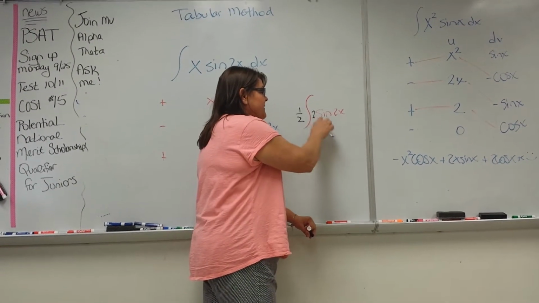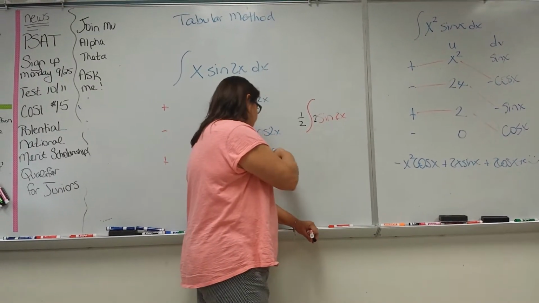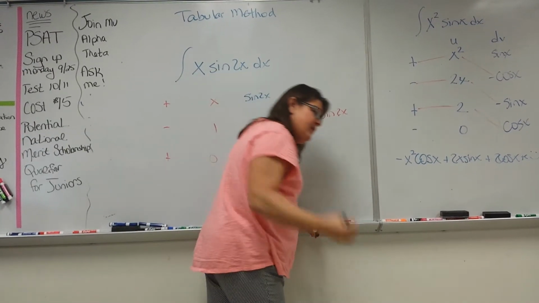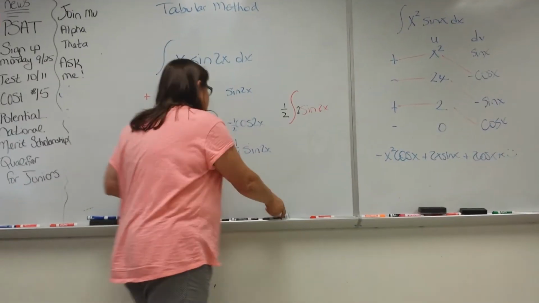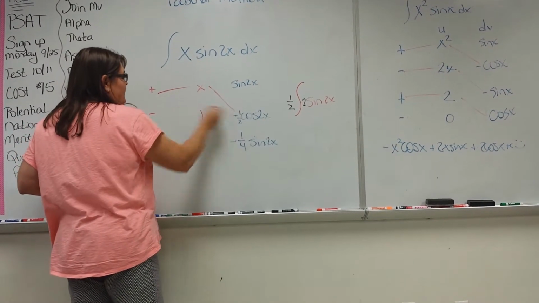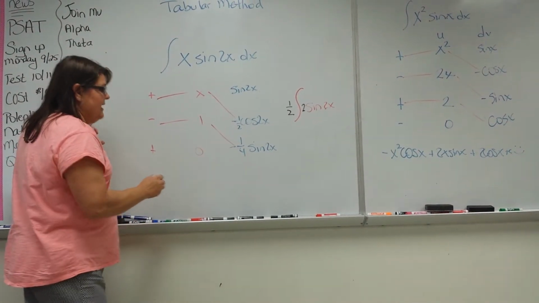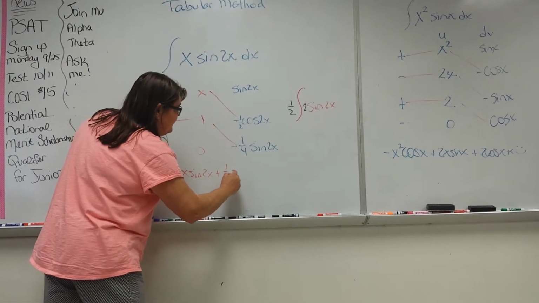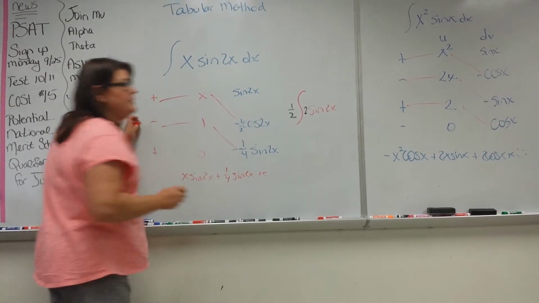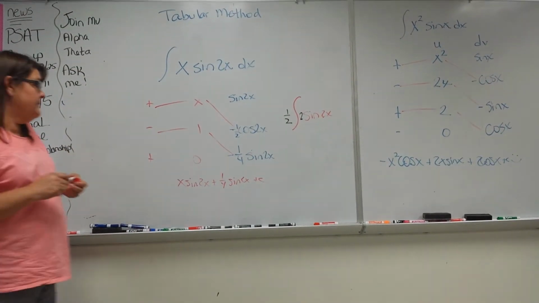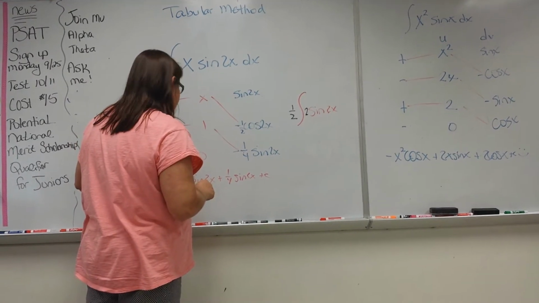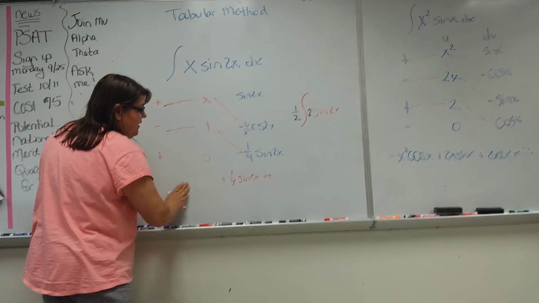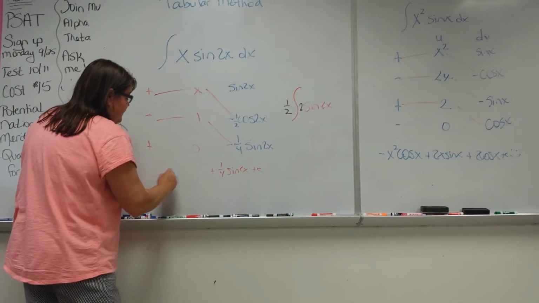And so I have 1/2 times the integral, negative cosine of 2x. Then I do it again, but I have to put another 1/2 in. So it's going to go across, down, and you get x sine 2x, and then plus 1/4 sine 2x plus c. Wait, there's a 1/2 in there. It's negative 1/2 actually. It's cosine. Good catch.